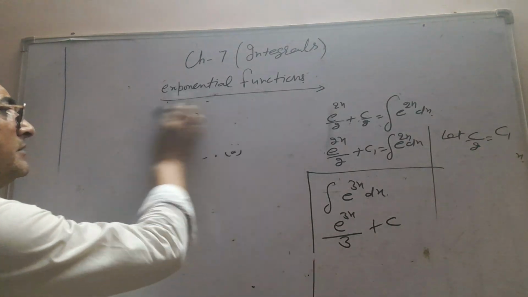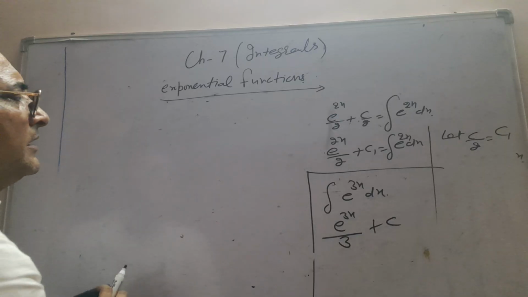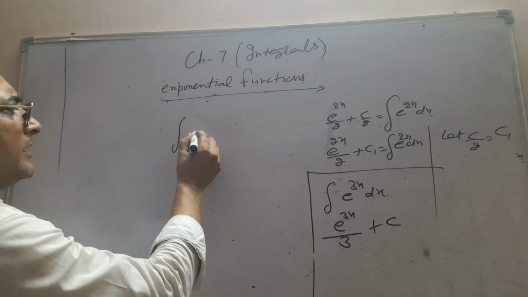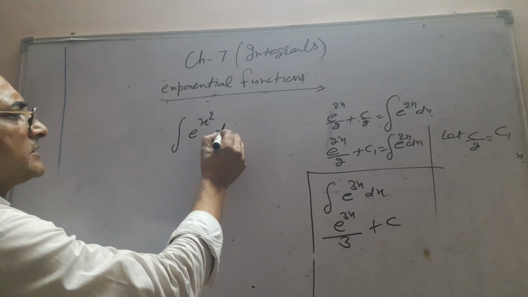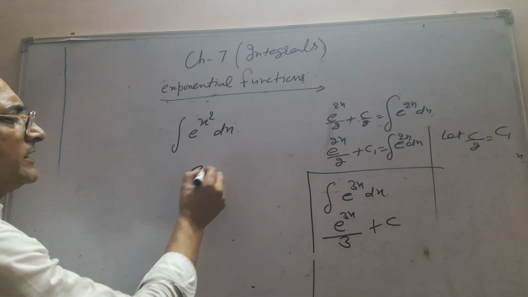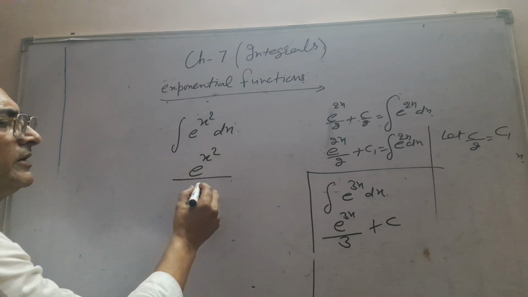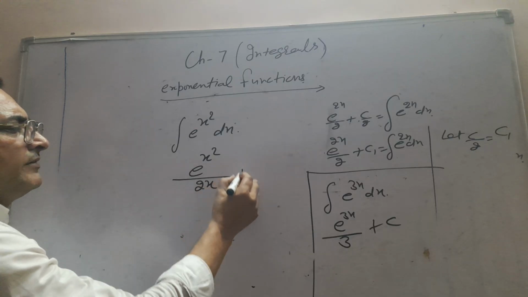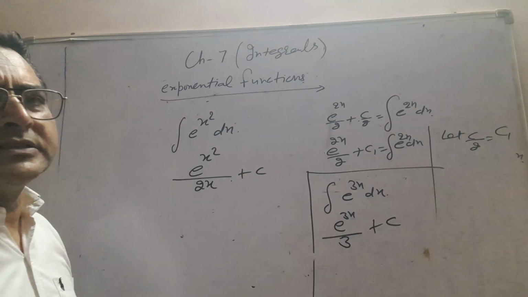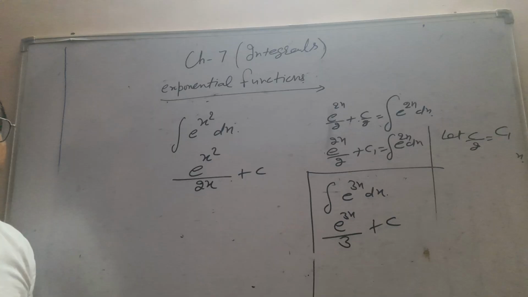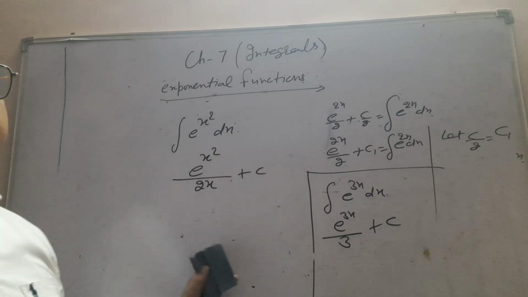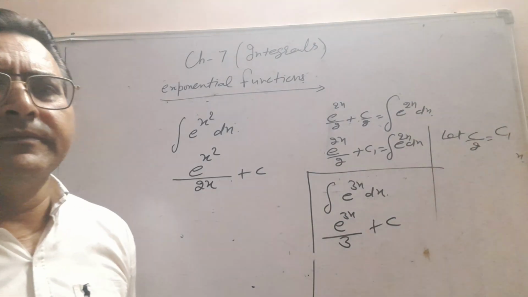I am taking some more examples. If there is e power x square dx, what will be its integration? e power x square as it is. In the denominator we take its derivative, the derivative of x square is 2x, plus c. So this is the case of the exponential function.